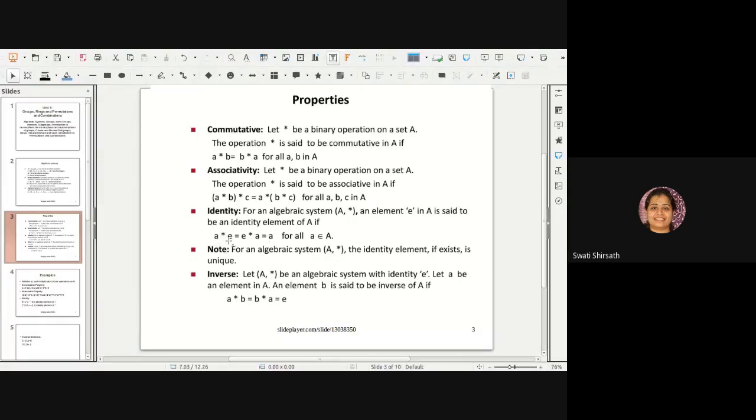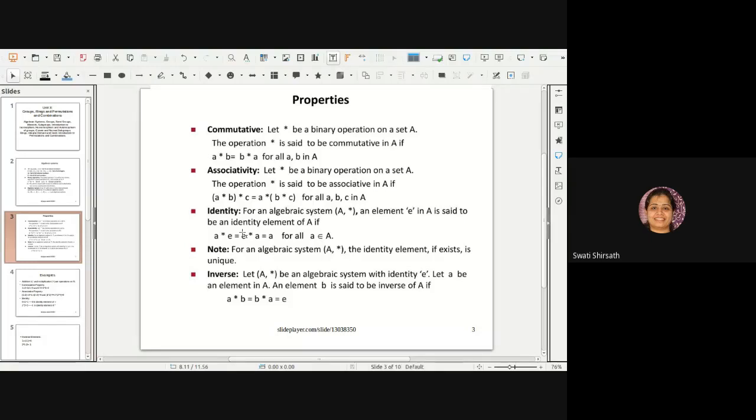So, A star E, where star is some operation and E is our identity element. If you operate this E with A using the operation star, then you get the result A. It means this E is not affecting the value of A. The result we are getting is A. For every operation you will have only one identity element. That is a very important thing.